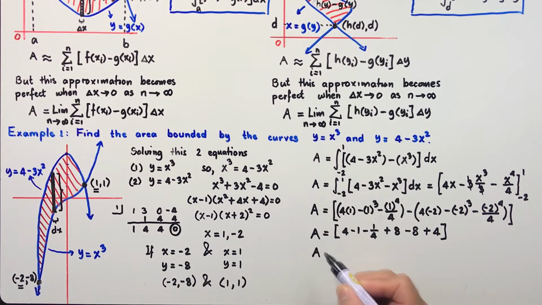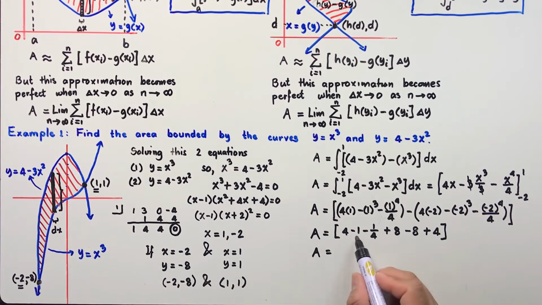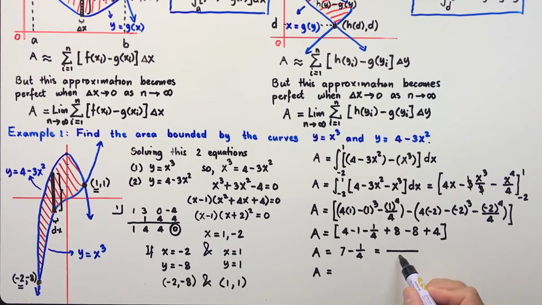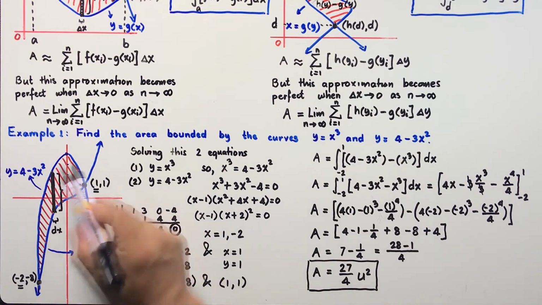So simplifying further, we have 4 plus 4 is 8. So 8 minus 1 is 7. And this is subtracted by 1/4, because 8 minus 8 cancels each other. So therefore, the whole thing, if you combine these two terms, you will have a common denominator of 4. So this is 28 minus 1. So the whole area is 27 over 4 square units. So this is the area of this shaded region.